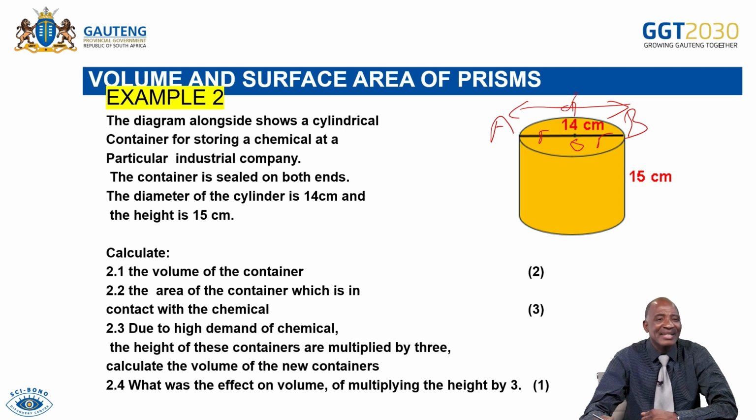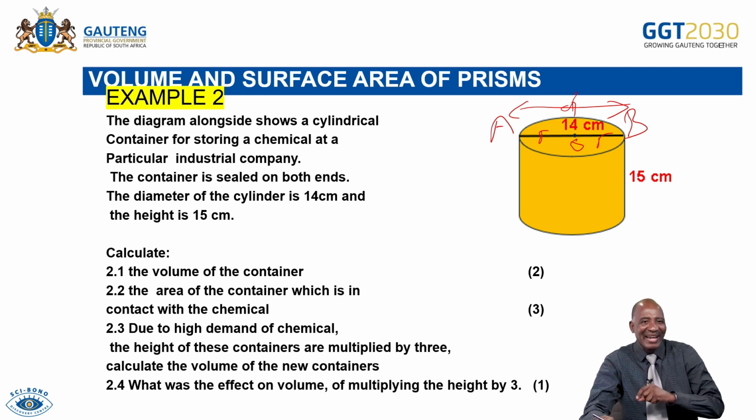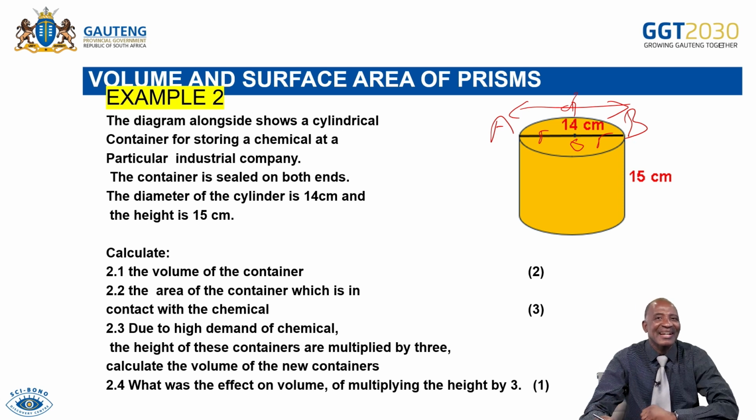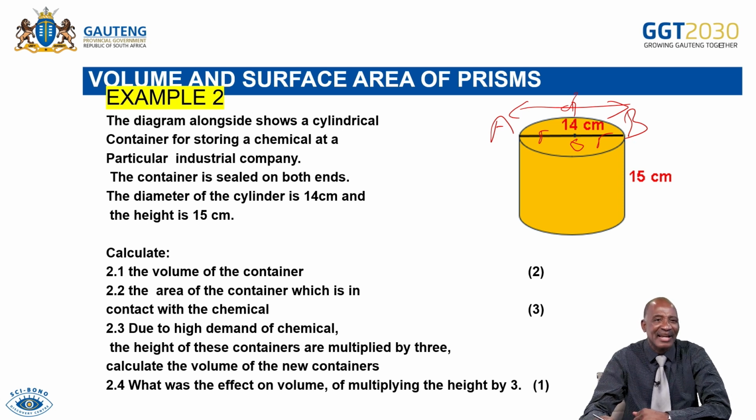You need to be very, very careful on this question. It says determine the area of the container which is in contact with the chemical. That's basically the total surface area, because the chemical is touching the lid at the top and is touching the lid at the base, and is also touching the curving part inside the container. So you're basically finding the total surface area.